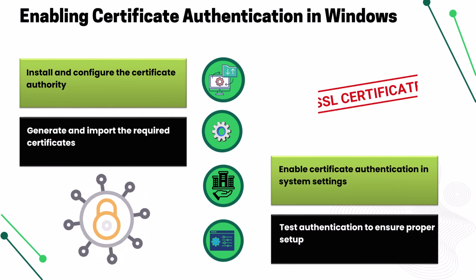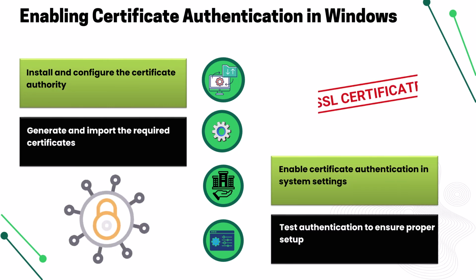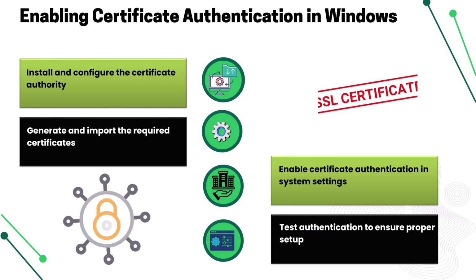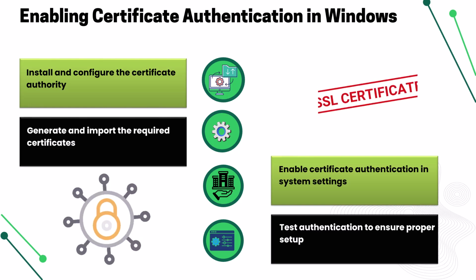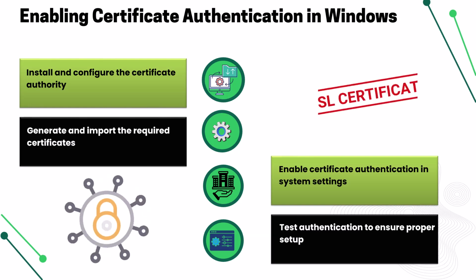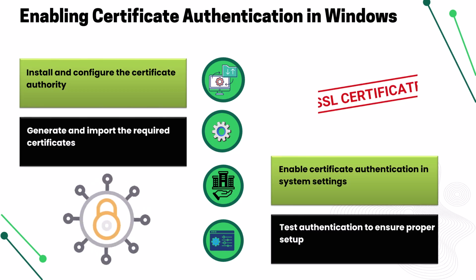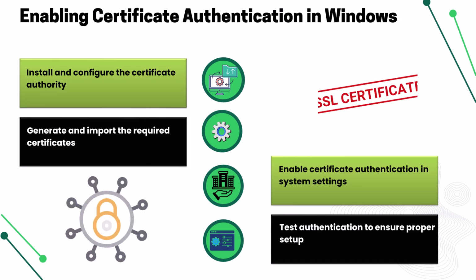All right, folks, let's dive into certificate authentication in Windows. First, we set up a certificate authority. Think of it as the VIP section for authentication. Next, we generate and import certificates. No, not the paper ones. Then, we tweak system settings to recognize them. Finally, we test to make sure nothing explodes, figuratively, of course.